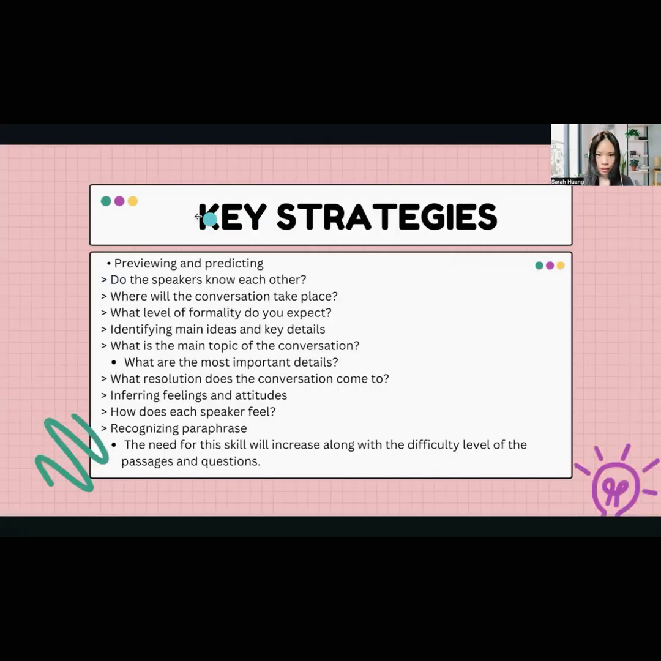And here are the key strategies. Now, bear in mind, do the speakers know each other? Yes. Where will the conversation take place? This helps us to understand the context and background. So, where, place. Is it at work? Is it at home? Is it at the community center? Is it in class? What level of formality do you expect? That should be informal.